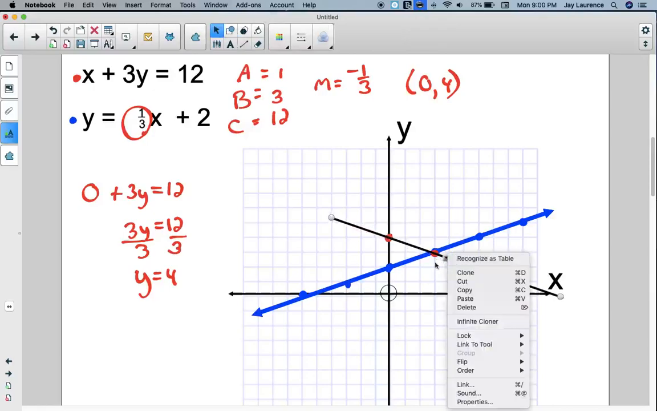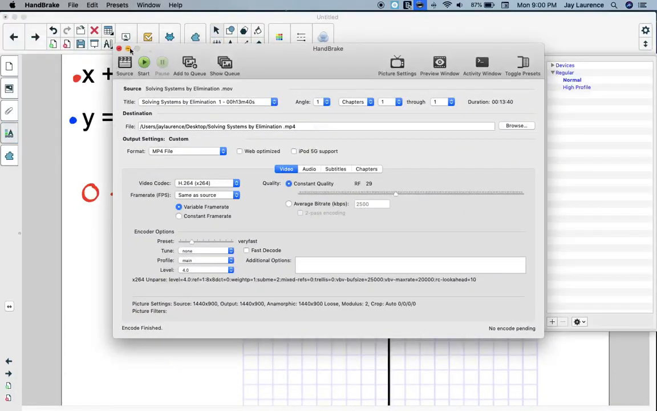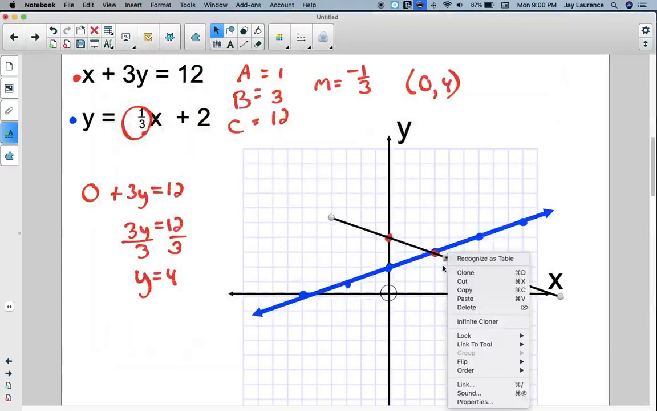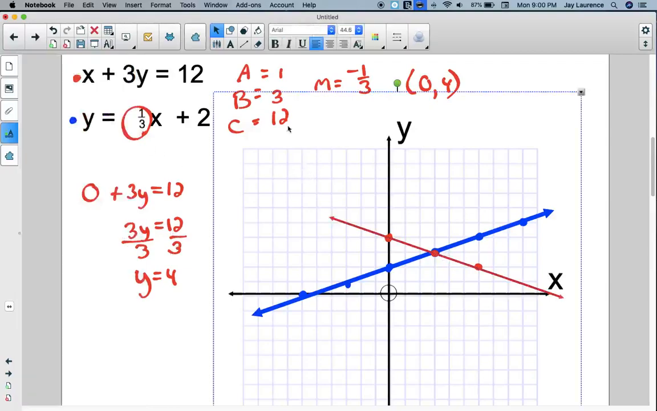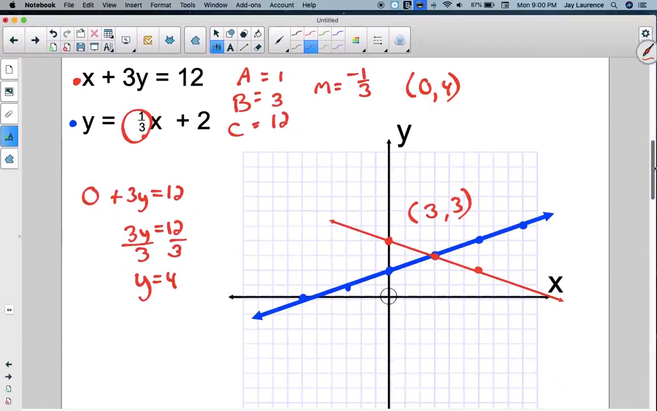All right, so let's go. Oops, I don't know what happened right there, pardon me. Let's see here, I'm having a little trouble. All right, properties, put an arrowhead on that, and we'll make it red. There we go. So it looks like the solution to this system is the point 3, 3. There's your solution.